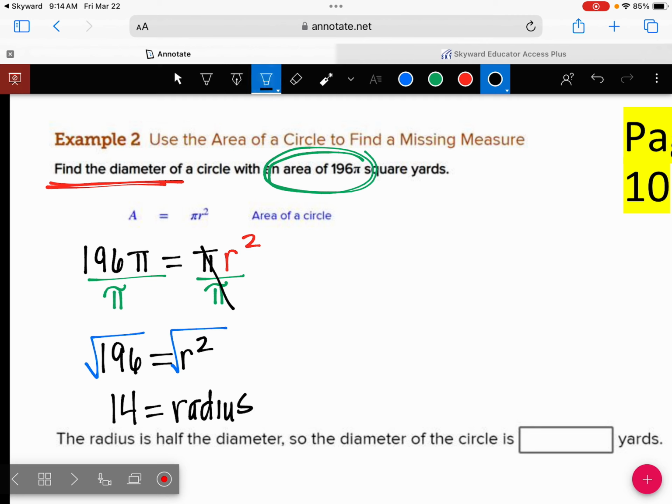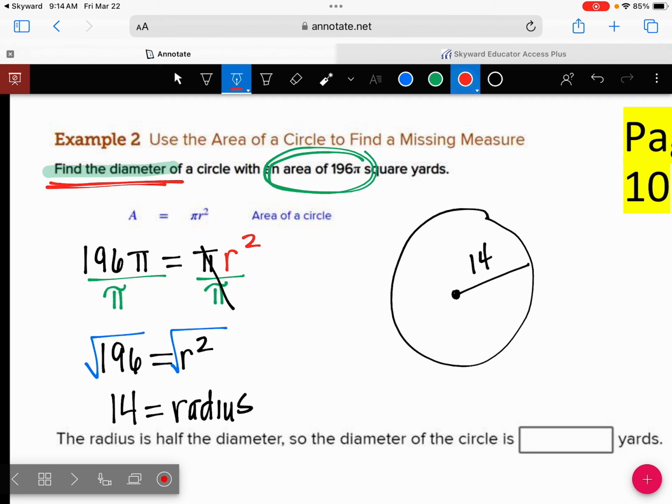But the question is asking us to find the diameter. So remember, diameter, so in other words, it gave us this. The radius would be from here to here. But it wants the diameter, which would be from here to here. It wants the full length. So diameter equals 2 times the radius.